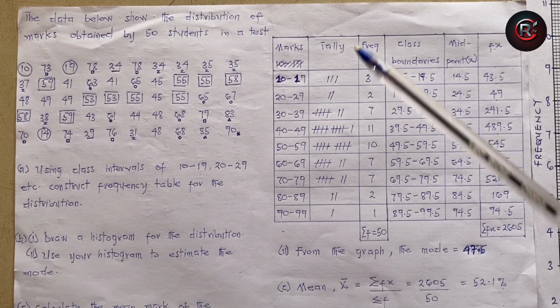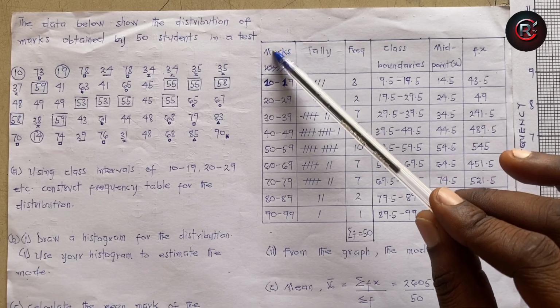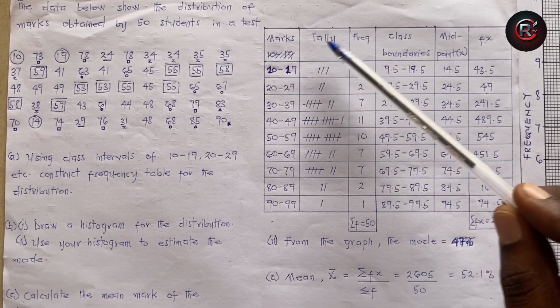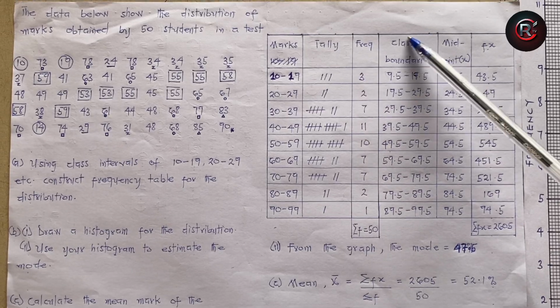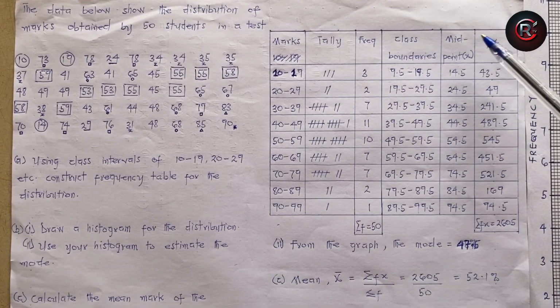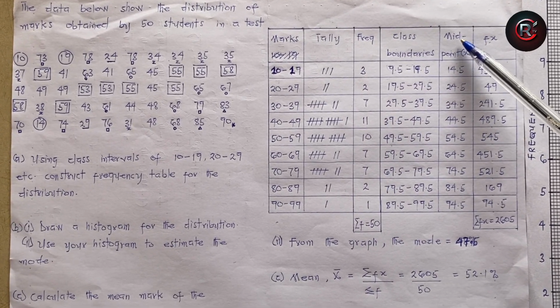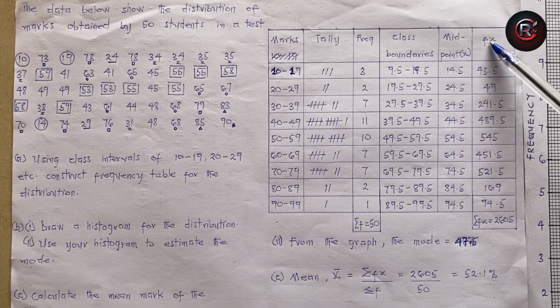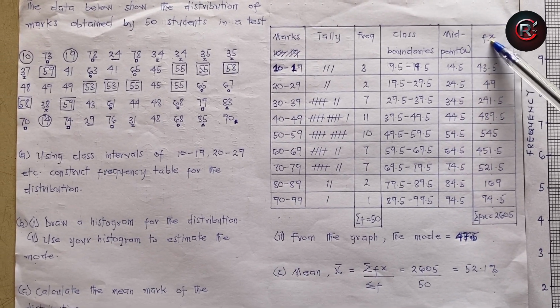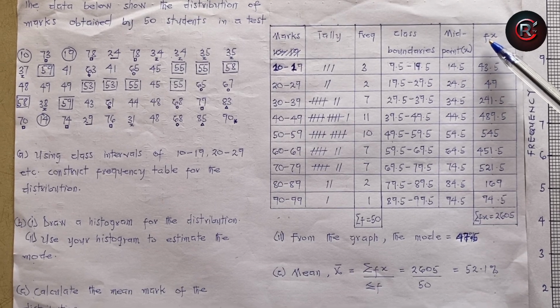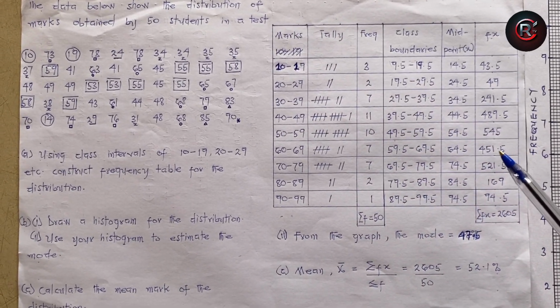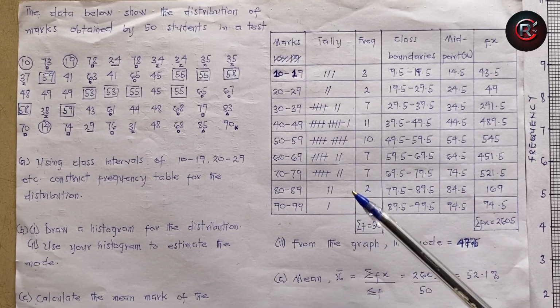First of all, we create a column for the class interval, which we can say is marks. We create a column for tally, a column for frequency, a column for the class boundary, a column for the class midpoint, which will be your x, and also a column for frequency times midpoint. So this is how it will be: 1, 2, 3, 4, 5, 6 columns.